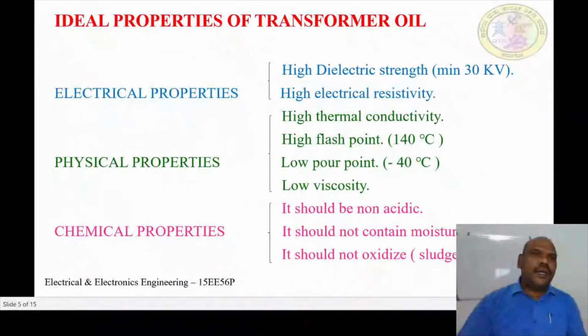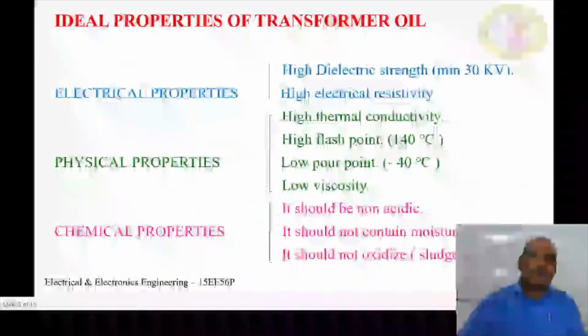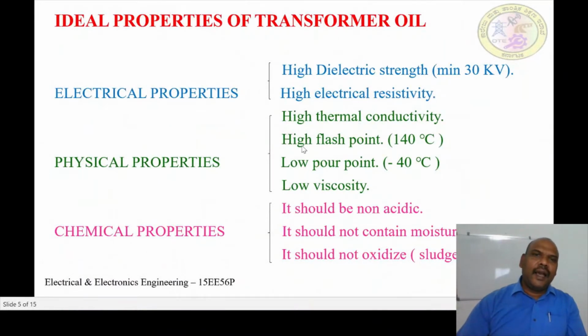So let us see what are the ideal properties of a transformer oil or the properties which are desired. So the electrical properties are it should have high dielectric strength, at least minimum 30 kV is expected. It should have high electrical resistivity. Then physical properties are it should have high thermal conductivity, high flash point, that is about 140 degrees centigrade. High flash point means the temperature at which the oil becomes inflammable.